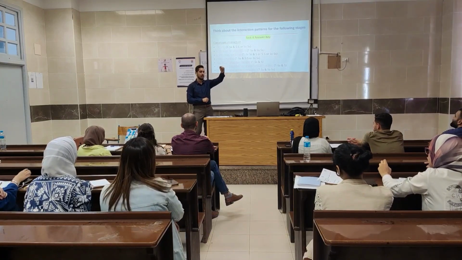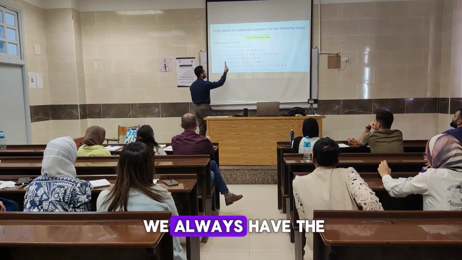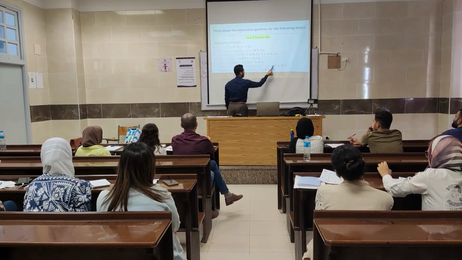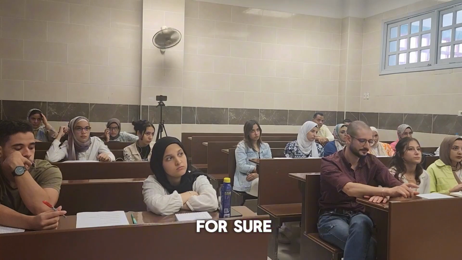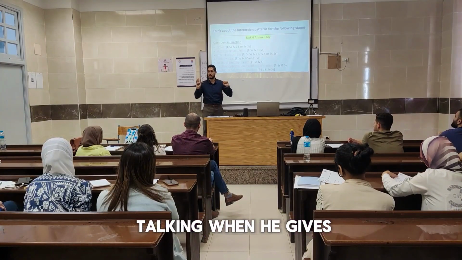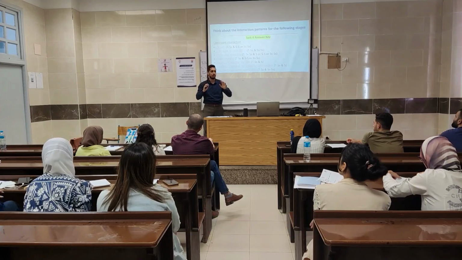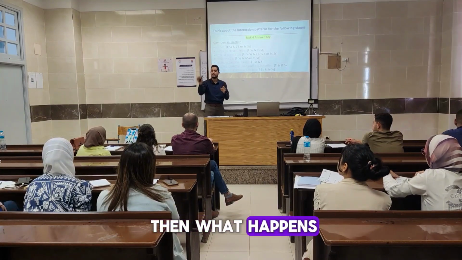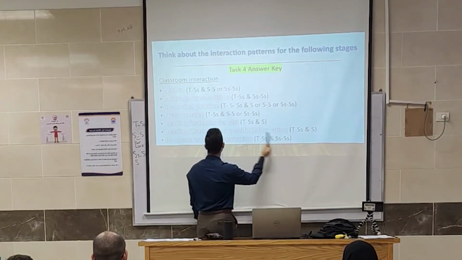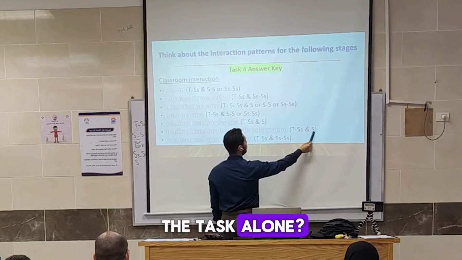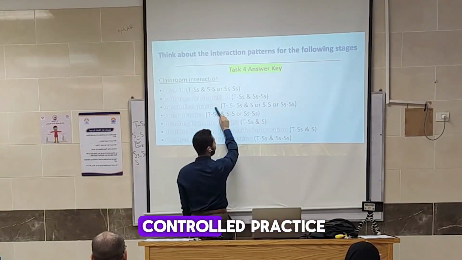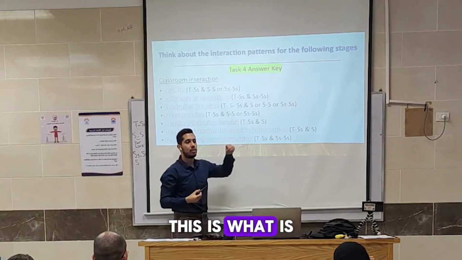Guys, as you have seen, we always have the teacher talking to students while giving the instructions, for sure. So in all stages, the teacher will start talking when he gives them the instructions, when he introduces something. Then what happens? If the students are talking in groups, is the student doing the task alone? Are we doing this in pairs? So something like a controlled practice. What is controlled practice?